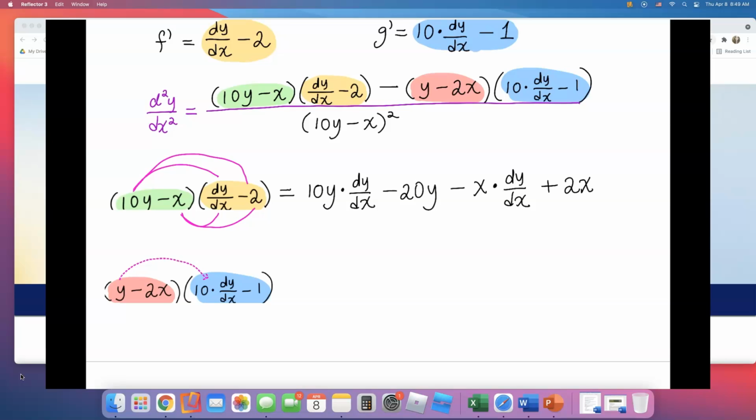I'm doing y times 10, which is 10y. Whoopsie, hold on a second. That's not just 10. That's 10 times dy dx. So I have to do 10y times dy dx because I'm multiplying this term by this y, right? So you okay with that being 10y dy dx? Continuing. What about y times negative 1? That is negative y.